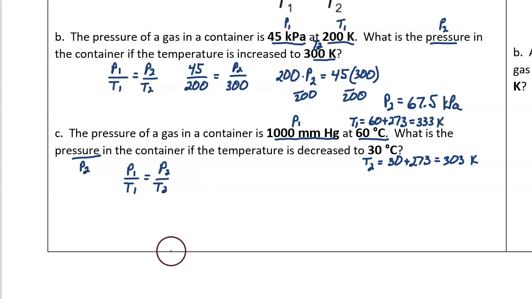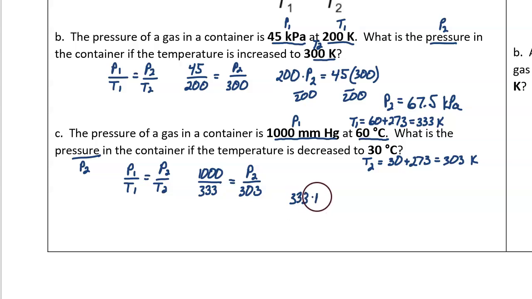And then make the substitutions. For P1 is 1,000. For T1 is 333 Kelvin. P2 is our unknown variable, and T2 is 303 Kelvin. This equation can be solved by multiplying by 303 on both sides, or by doing the cross multiplication technique.